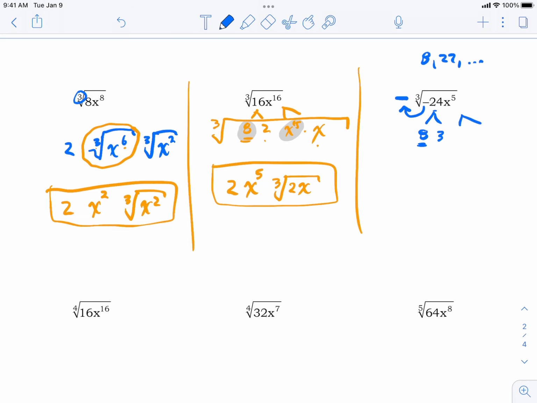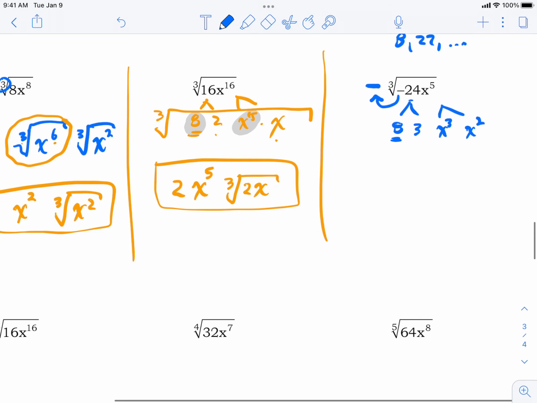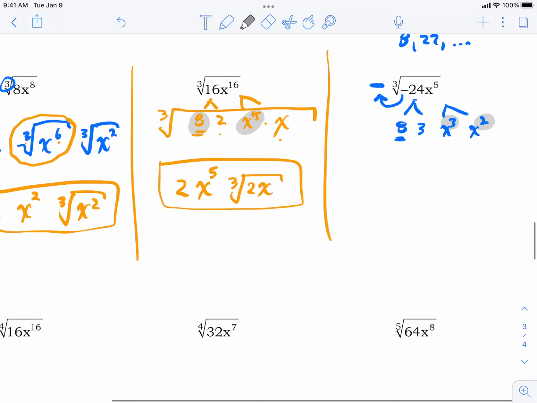X to the 5th, if you count by threes, the closest you're going to get is x to the 3. And you'll need an x squared, right? Because x to the 3 times x squared is x to the 5th. You need to be able to say that what you wrote on this line is exactly the same as what I wrote on the line above. And it is exactly the same if you think of it as all inside a cube root.